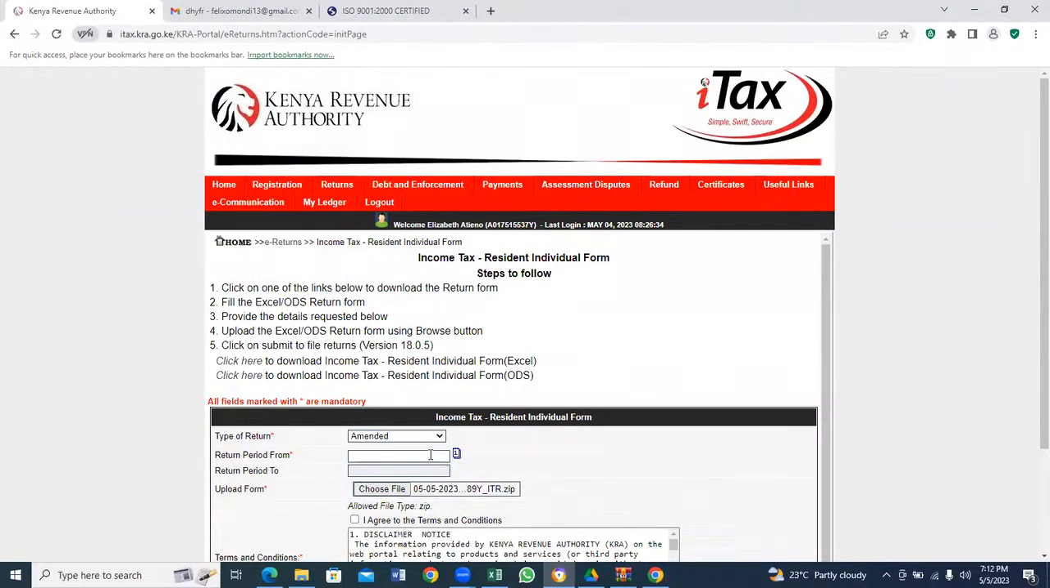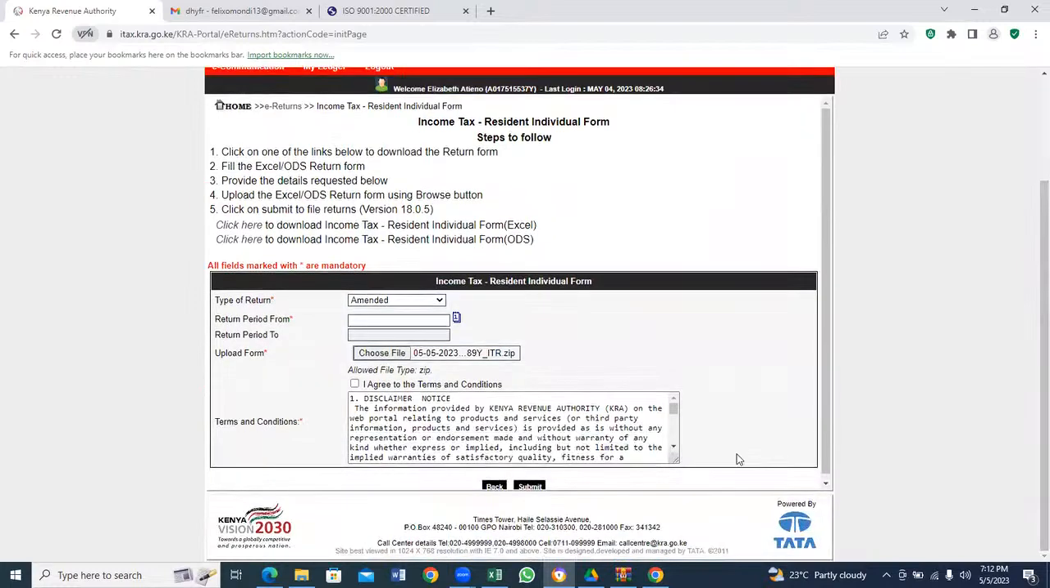Kama tulikuwa tuna file original, hata period itakuwa imejileta hapa. Then what do we do? We simply come here and say submit. Itaenda na ikuletee acknowledgement receipt. Meshikanisha vizuri? Are you good up to that point?